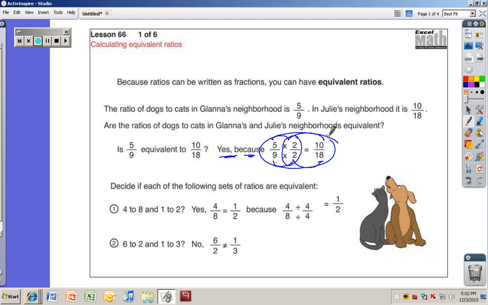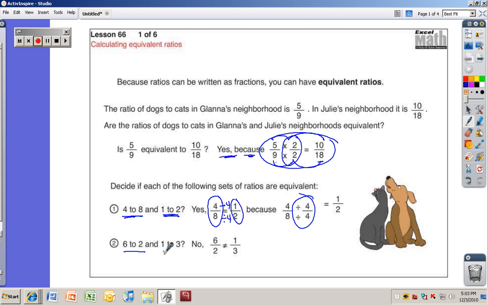Decide if each of the following sets of ratios are equivalent. Number 1: is 4 to 8 equivalent to 1 to 2? Well, yes, 4 divided by 4 is 1. 8 divided by 4 is 2. They show you that right here. And so those are equivalent.